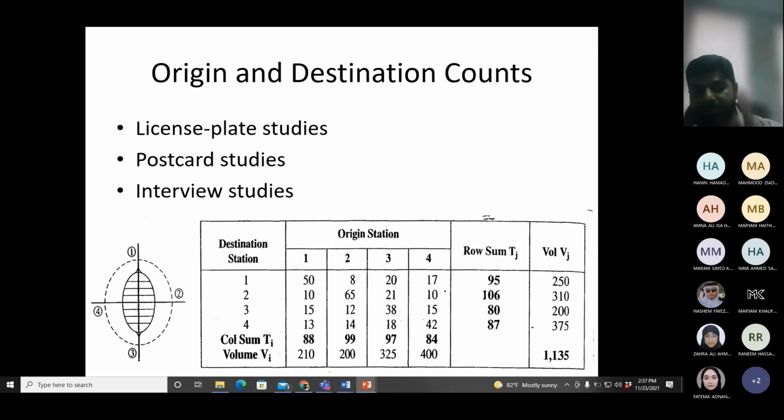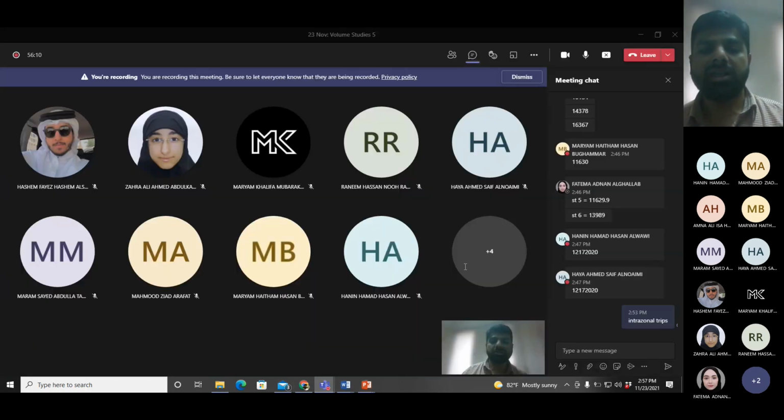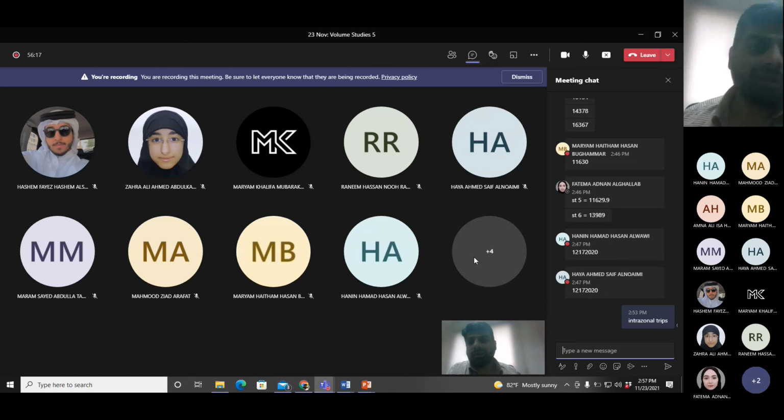So today we have discussed the adjustment factors, their application, calculation of VMT, and then we started with a specialized counting study of origin destination. I've just described how to prepare the origin destination matrix, the techniques, and why we need to observe the volume in the field.